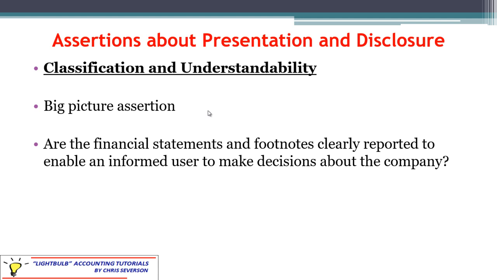And the final one here is classification and understandability. It's a big picture assertion for the presentation and disclosure side of things, because what we're basically asking is whether or not overall the financial statement set is understandable to a user. Did they put all the footnotes necessary for an informed user to make decisions about the company? Is everything clear? The whole idea of full disclosure. Is everything there that's needed to make a decision about the company? Everything that's needed to understand the full financial statements? So that's what we're getting at with this last one.